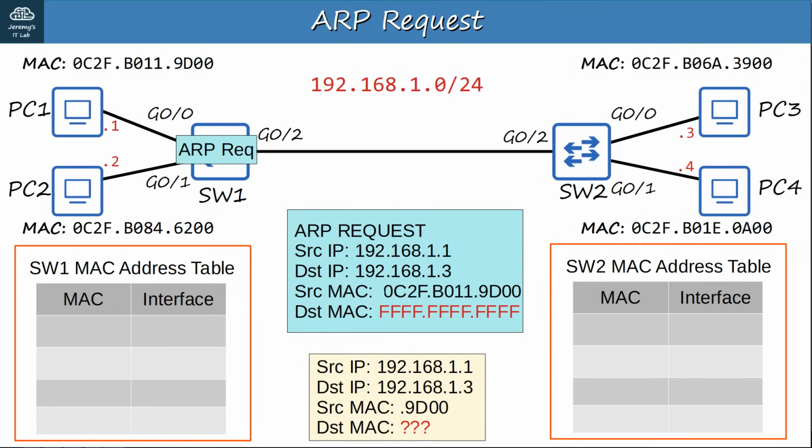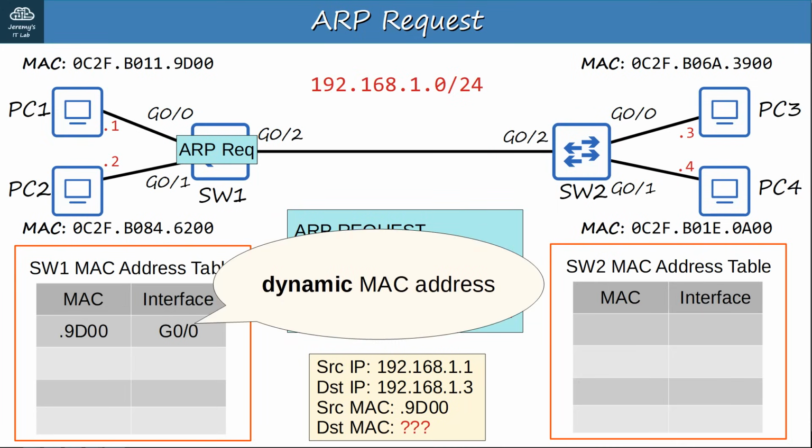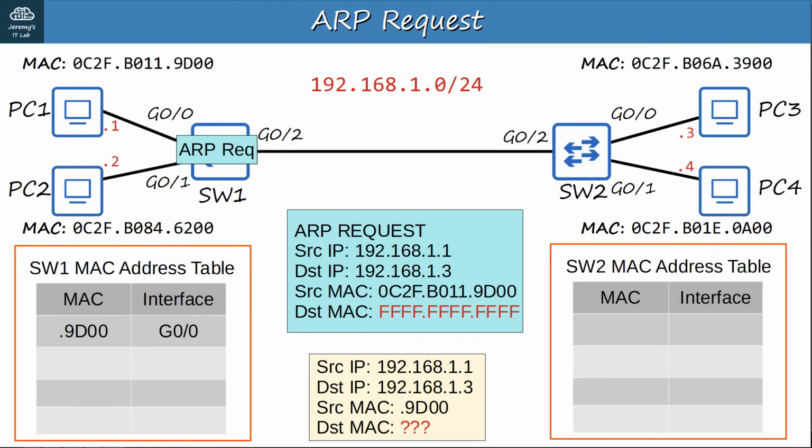It sends the frame out of its network interface, and it is received by switch 1. Switch 1 then adds PC1's MAC address to its MAC address table. When a MAC address is learned in this way, what is it called? It's called a dynamic MAC address, which we learned in the last video. So, since the destination MAC address is all Fs, switch 1 broadcasts the frame out of all of its interfaces, except the one it was received on.